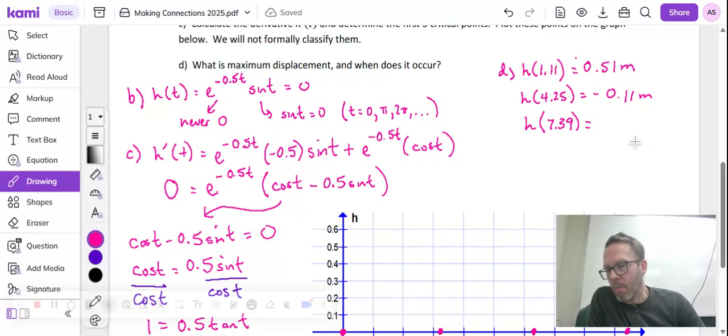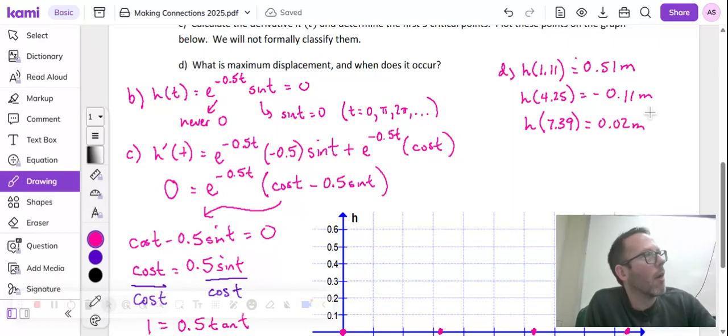Okay. And then the last one, it should be pretty small. It's going to be close to 0. Yeah, I got about 0.02 meters. How about you guys? Okay, let's wrap all this up.